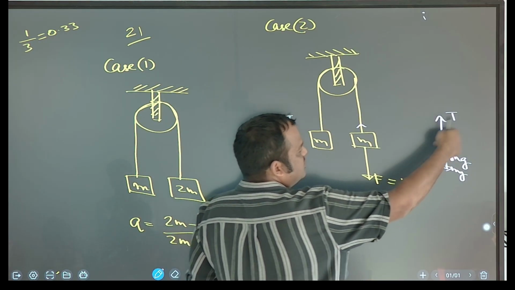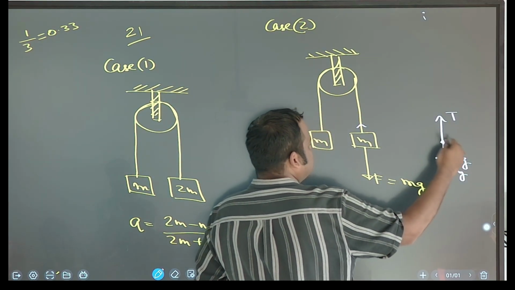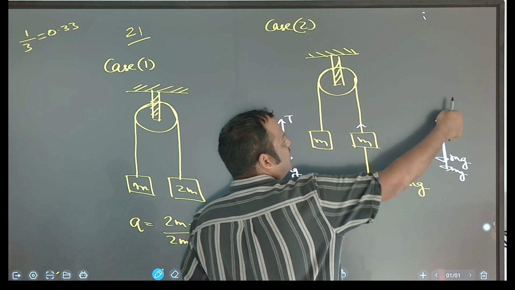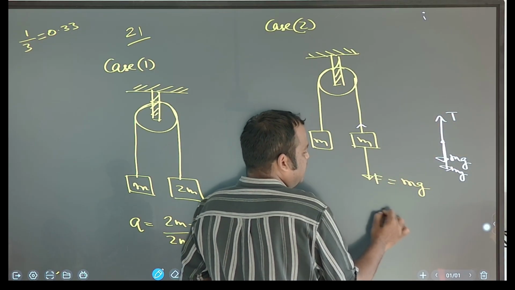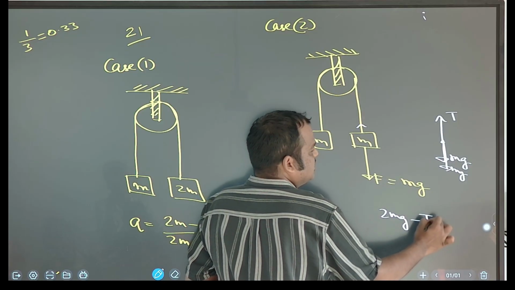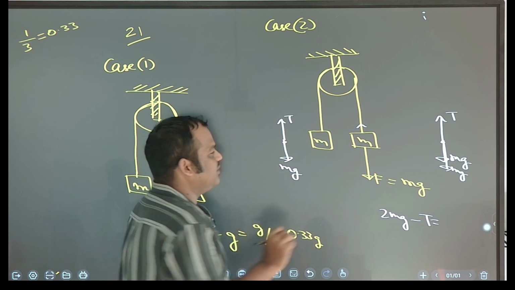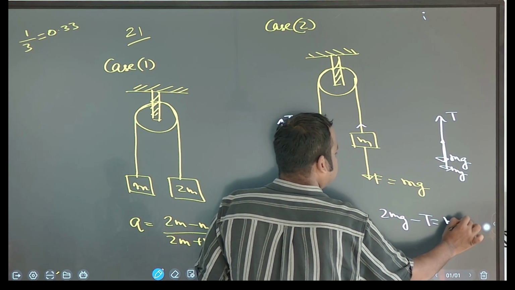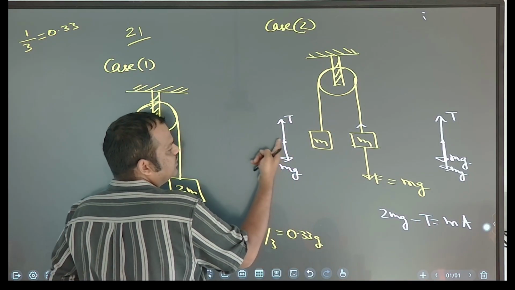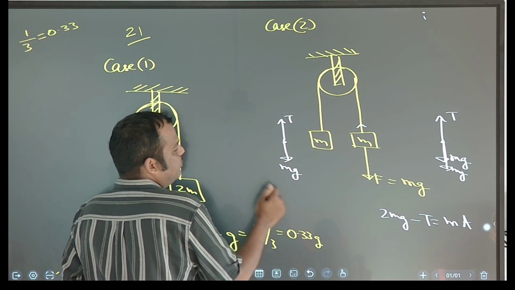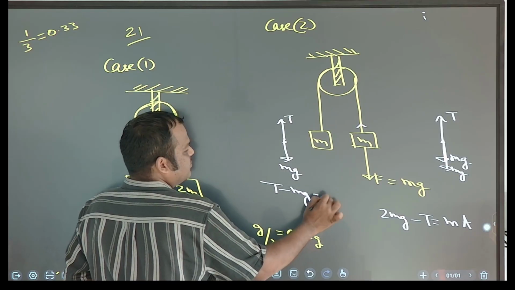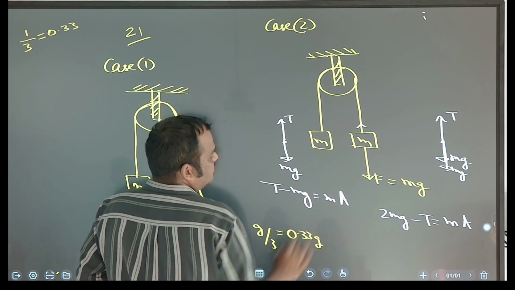So now solve this. So what is the downward force? 2 mg. Upward force T. So you will write 2 mg minus T is equal to ma. Very good. For this, what you write? T minus mg. Very good. Is equal to ma. Okay.